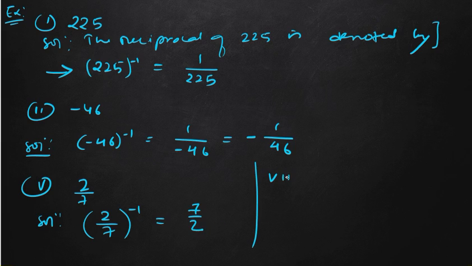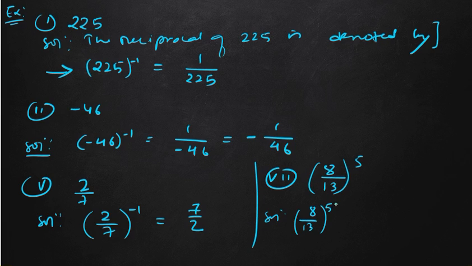Okay, so if we see the question number 7, your 8 by 13 whole power 5, so you can compare it from the previous slide. Okay, so you can see this can be written as the reciprocal will be 8 by 13 power 5 and whole power minus 1. So what we will do, we will just reverse 8 by 13 to 13 by 8, and power will remain the same. This will be 13 by 8 power 5.